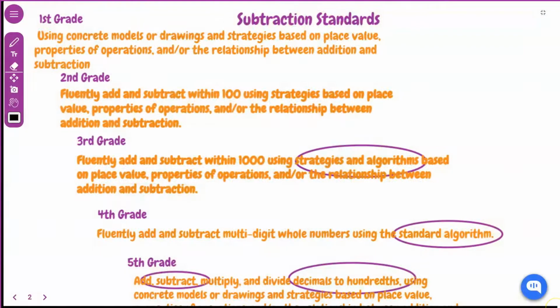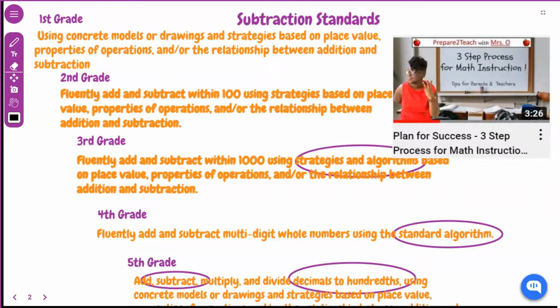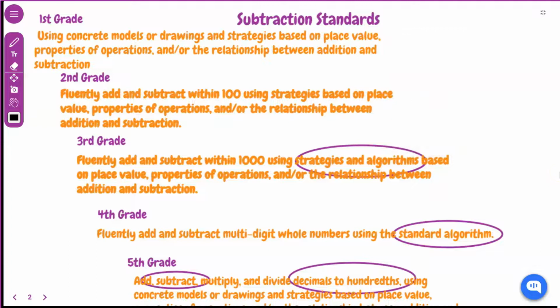For more information regarding best practices to follow when introducing a new math concept, be sure to take a look at this video. Now, let's take a look at 3 tips that have proven to be successful when teaching students how to subtract using the traditional algorithm.